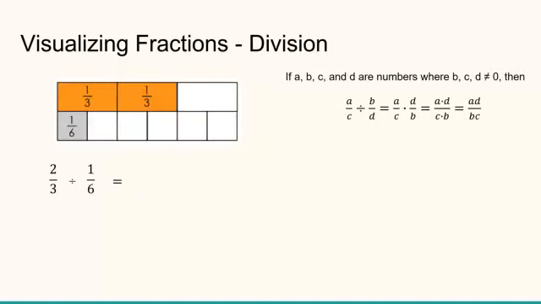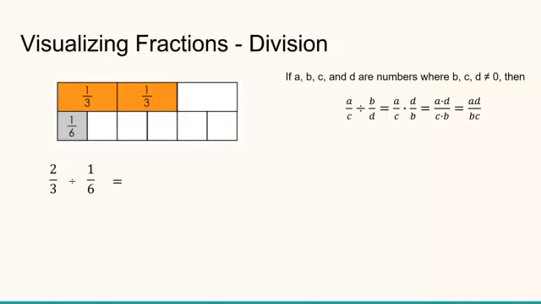So let's look at division. My rule for division, the mumbo jumbo, is if A, B, C, and D are numbers where B, C, and D are not equal to 0, then A over C divided by B over D equals A over C times the reciprocal, which would be D over B, and that equals AD over BC.